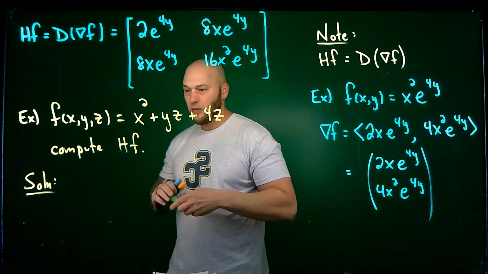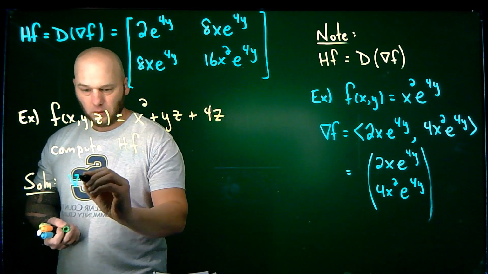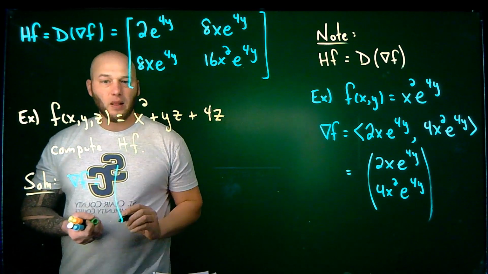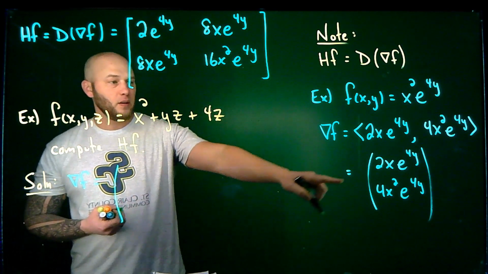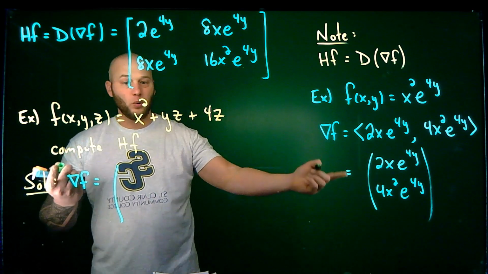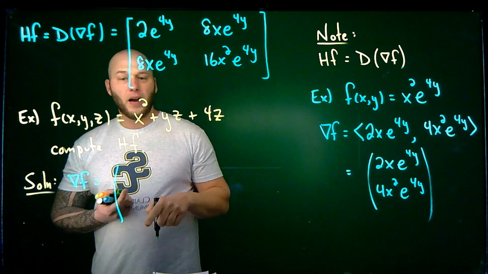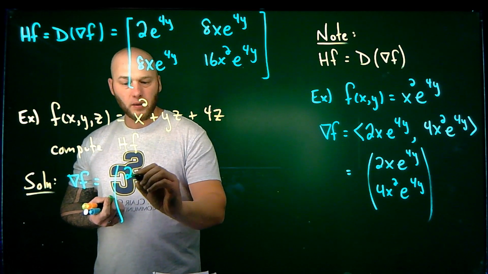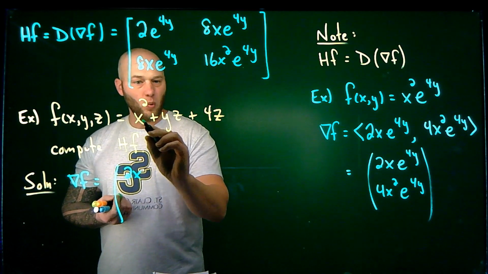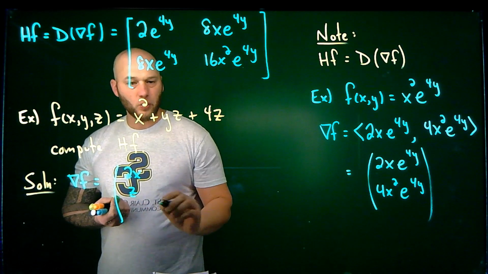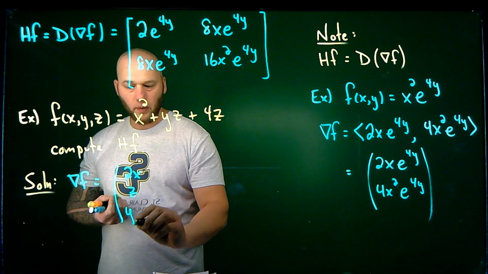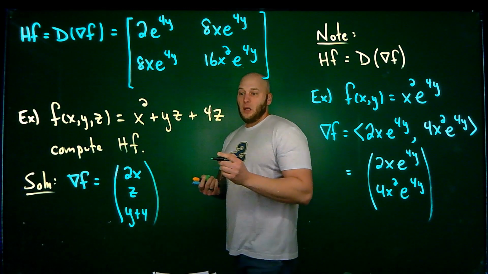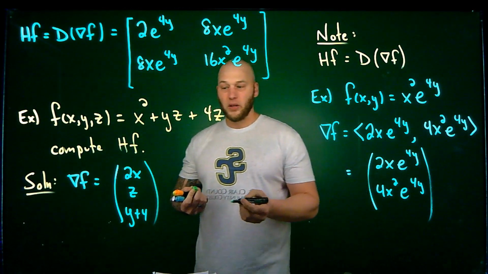Well, the gradient of this, and what I'm going to do is write this as a column vector, just so I can match it up with when we did the total derivative. So the column vector, which is the gradient, is going to be 2x, partial with respect to y would be z, partial with respect to z would be y plus 4. All right, that would be the gradient of the original function.